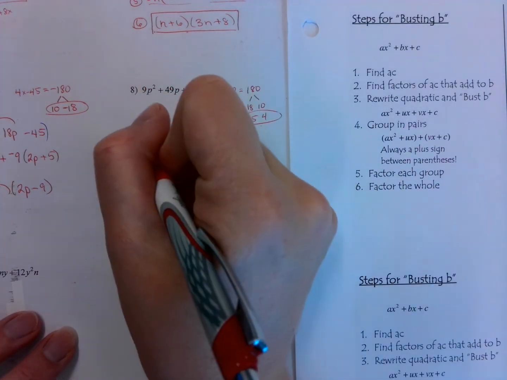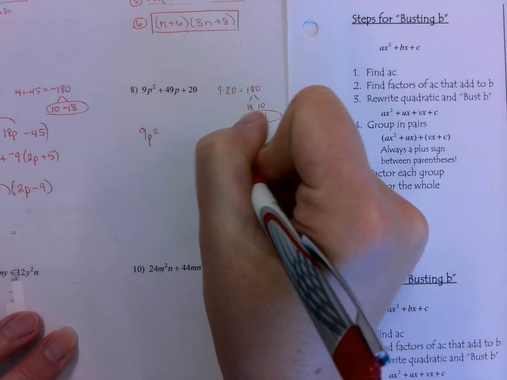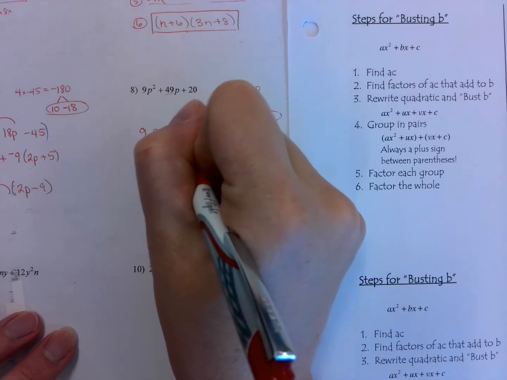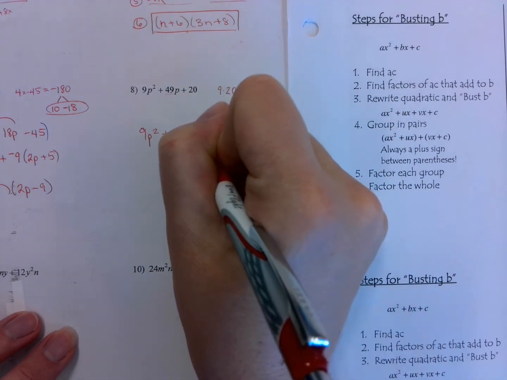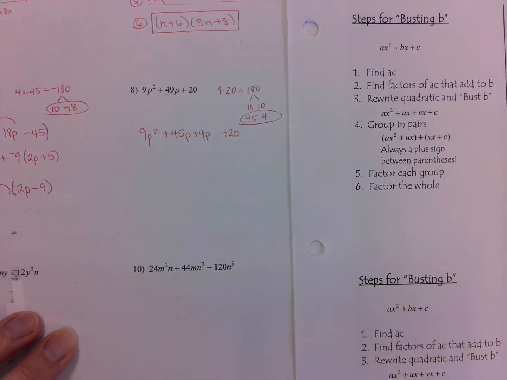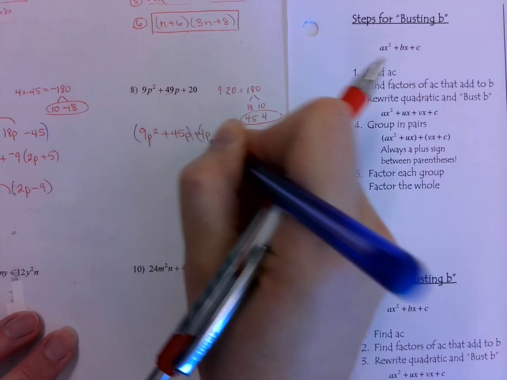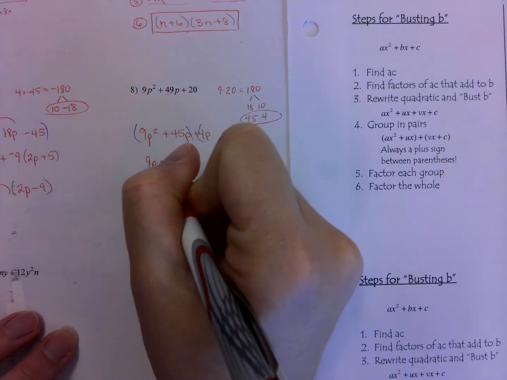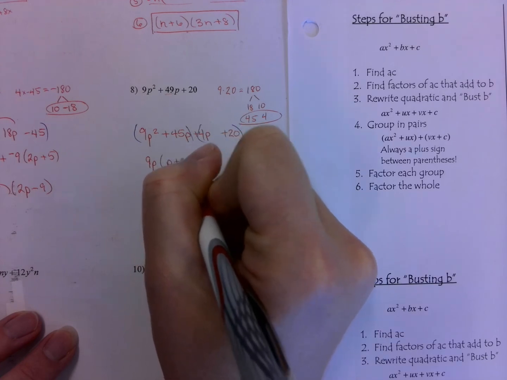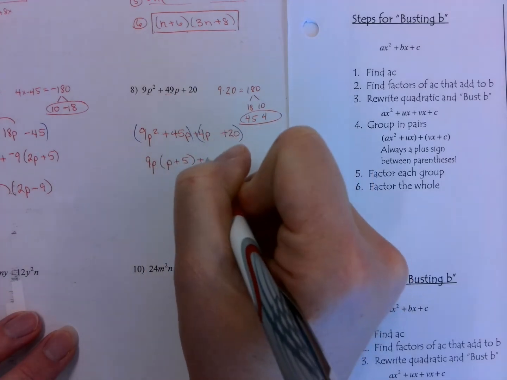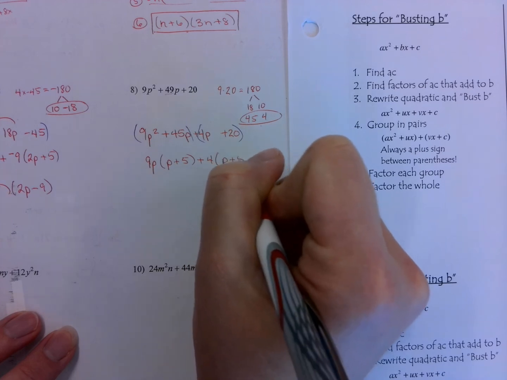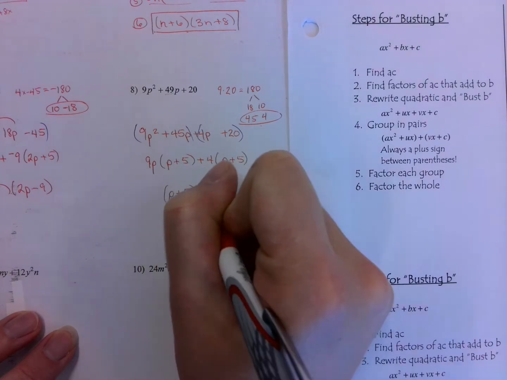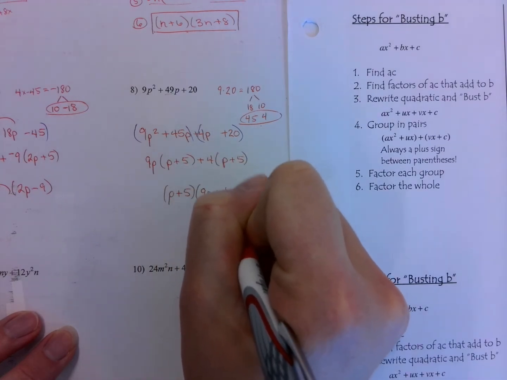Now that I've got that, all I do is rewrite it. 9p squared, positive 20. But instead of writing a 49, I'm going to write a positive 45p and a positive 4p. And then I'm going to come in and group it. So that's old news now. So the first one has a 9p in common, and what's left is p plus 5, plus these have a 4 in common, and what's left is p plus 5. So p plus 5 is my common factor, and then I have 9p plus 4.